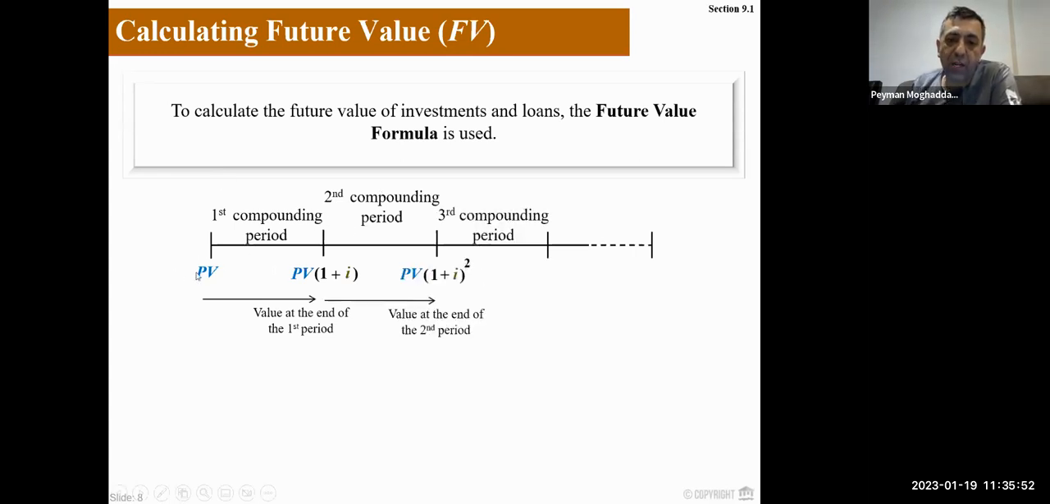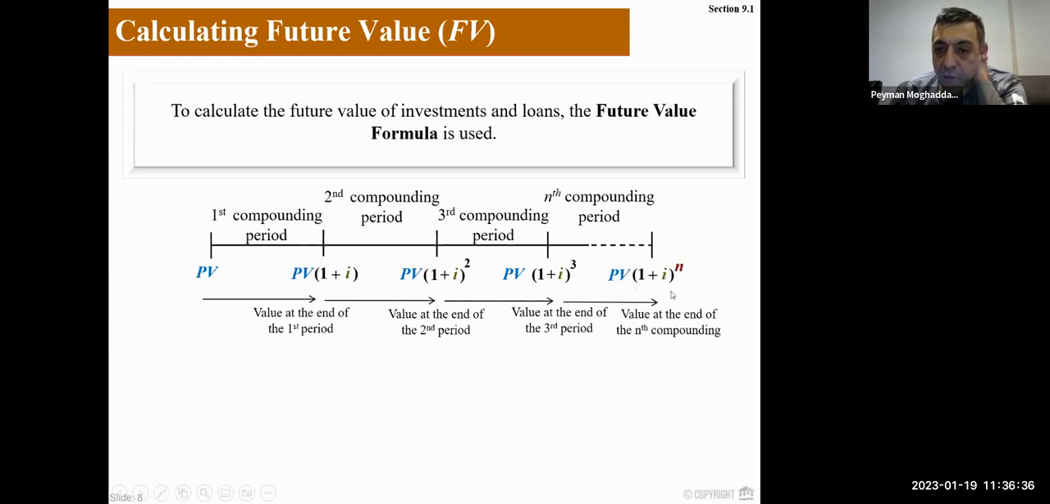So you have the principal value and you calculate the number of compounding periods. After the first compounding period, your value is the principal value times 1 plus I. This I is the periodic interest, the interest which you earn in that period. The second period, you multiply by 1 plus I again, and the third one 1 plus I again, and after the nth compounding period your value is going to be principal value times (1 plus I) to the power n, where n is the number of compounding periods and I is the periodic interest rate, the interest rate you earn in that period.